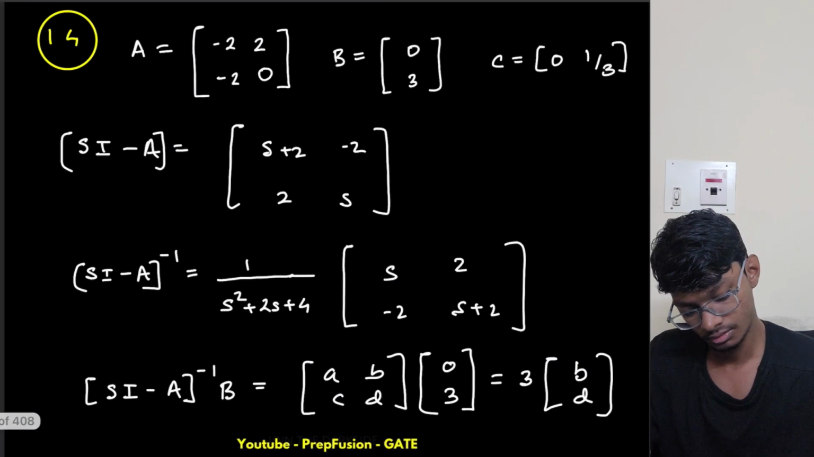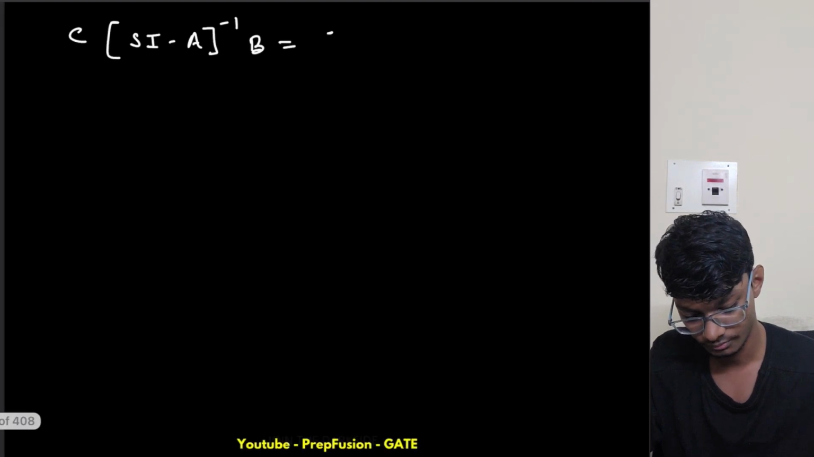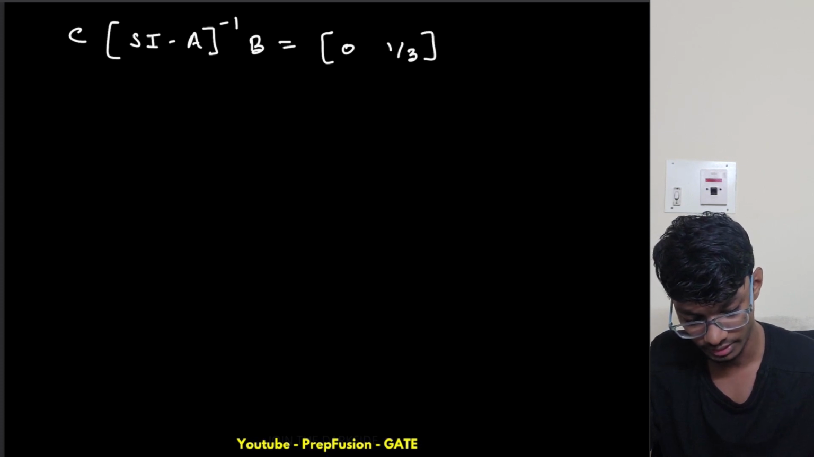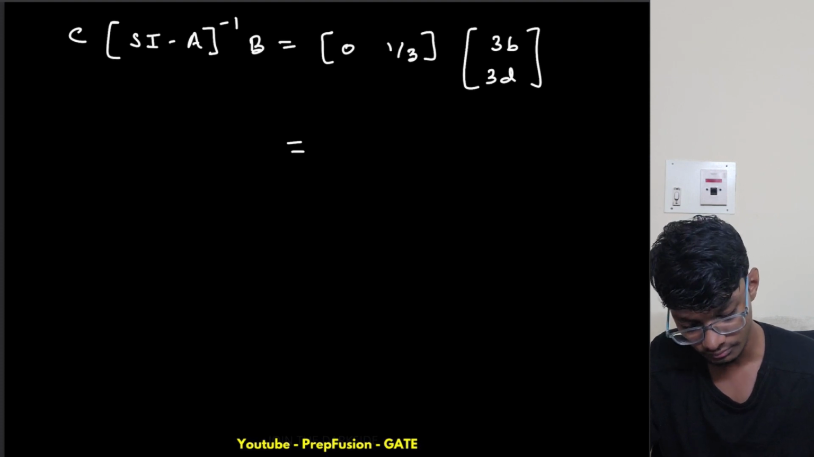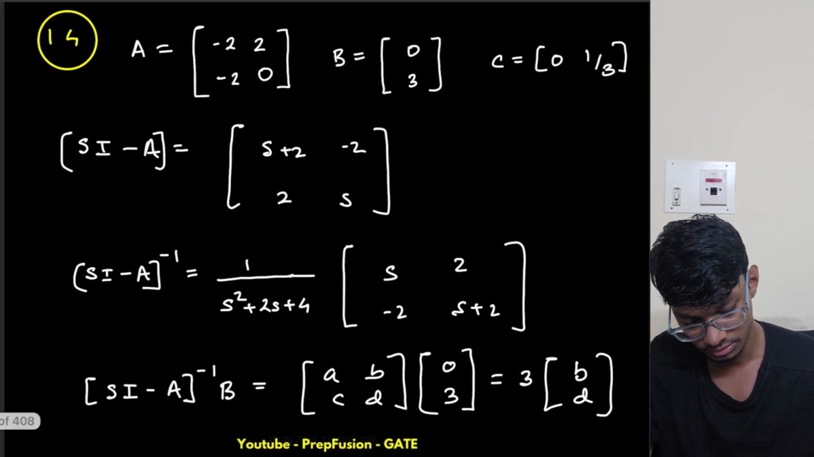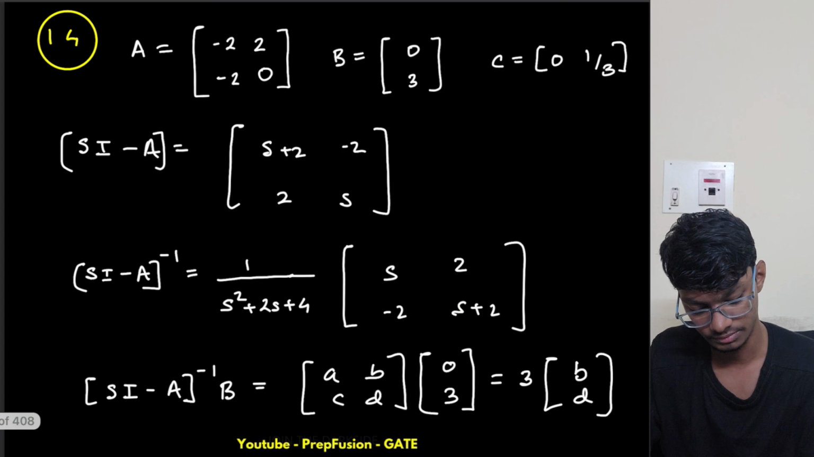Okay, so C is 1 by 3 only, 0 1 by 3 only, right? 0 1 by 3, and we have an outside 3 over here, so I can write it like 3b and 3d also. That will be just nothing. So what will this become? Okay, did I do it correctly? Okay, this becomes 0 times d, right? This becomes 0 times d.